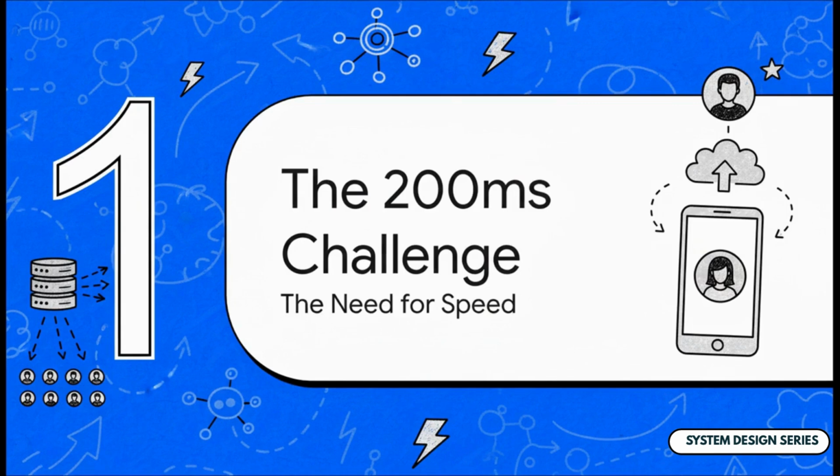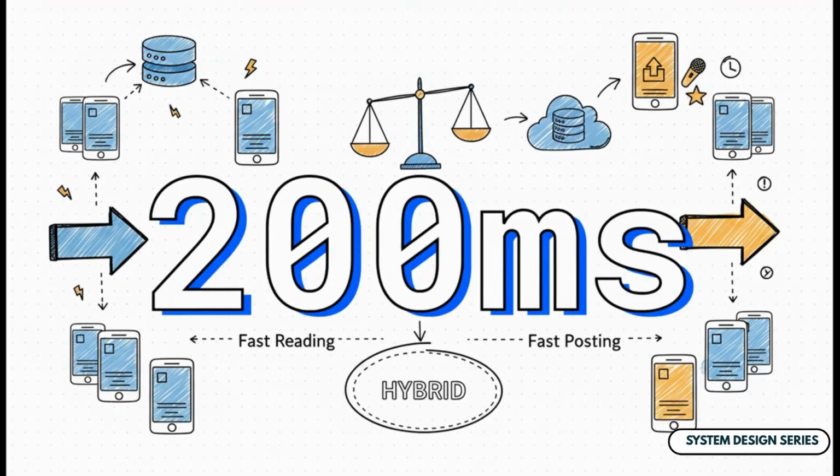So, let's start with the big one, the 200 millisecond challenge. This isn't just some nice-to-have goal. It's a hard, non-negotiable limit. See, anything slower than that just feels laggy to the human brain. So literally every single design choice we're about to talk about is made to beat that clock. Yeah, 0.2 of a second.